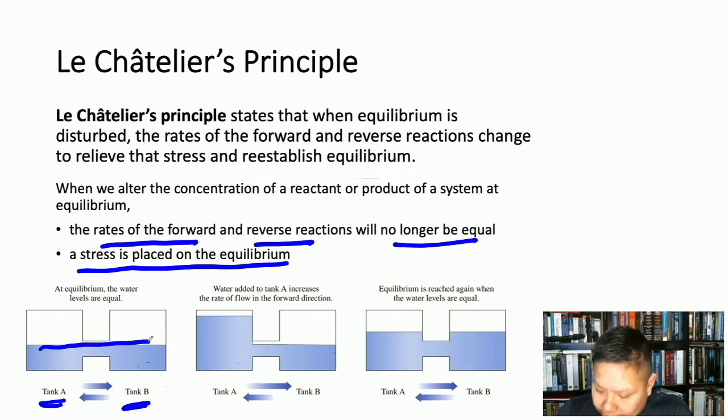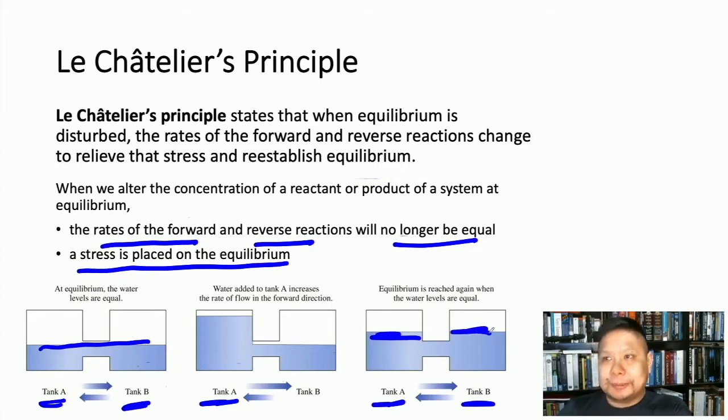But then when you add more reactants in, right? When you add more reactants in, that disturbs the reaction. That disturbs and stresses out the equilibrium, right? So what's going to happen? The rate of the reaction has to increase so that tank A and tank B are in equilibrium again. And now they are, right? With both of them at the same level. That's basically what Le Chatelier's principle says.